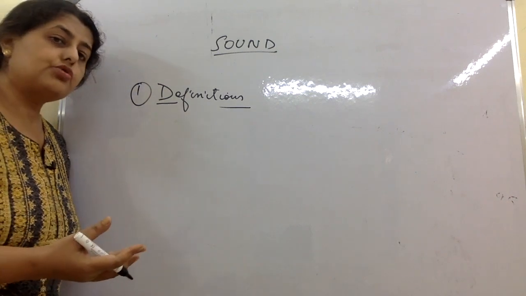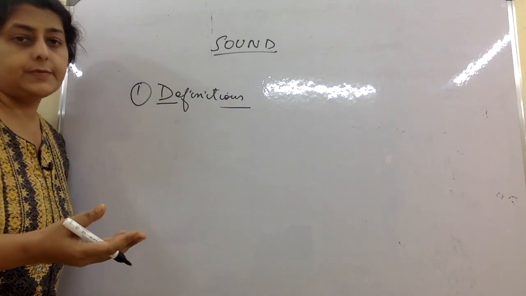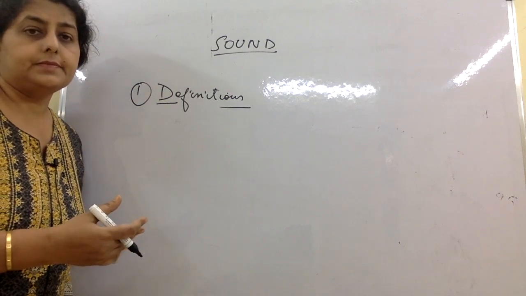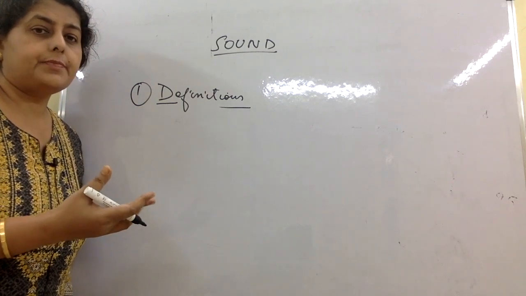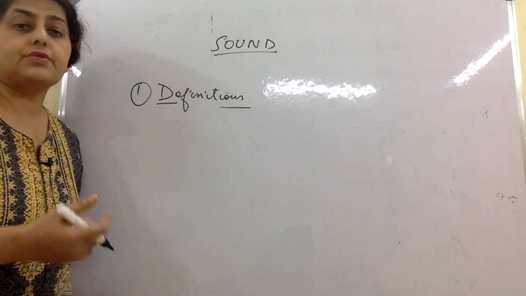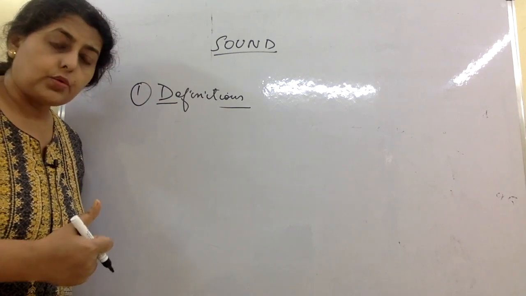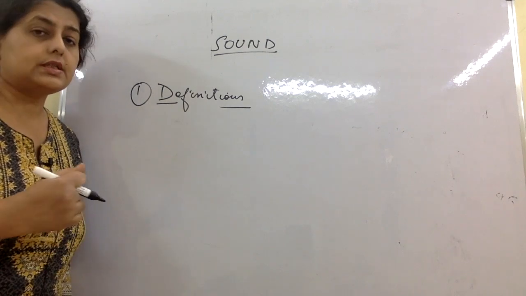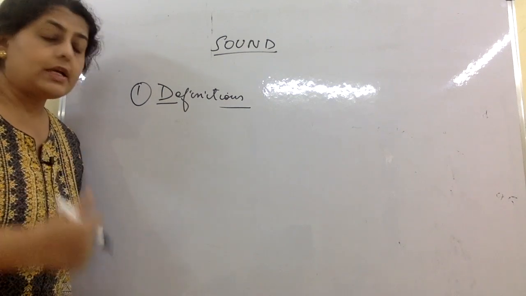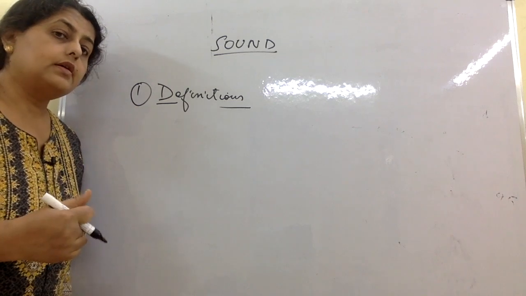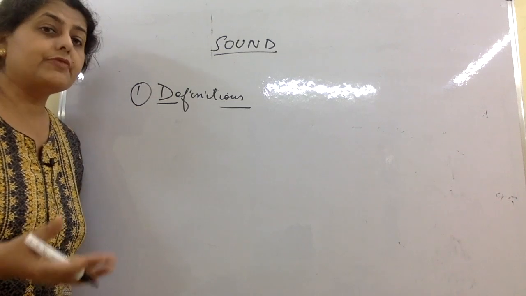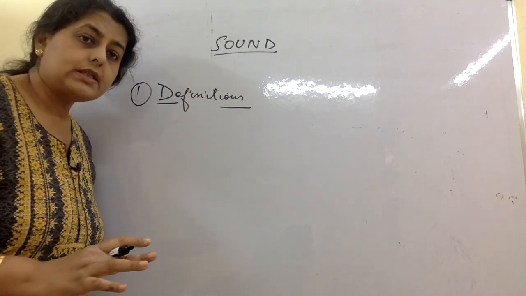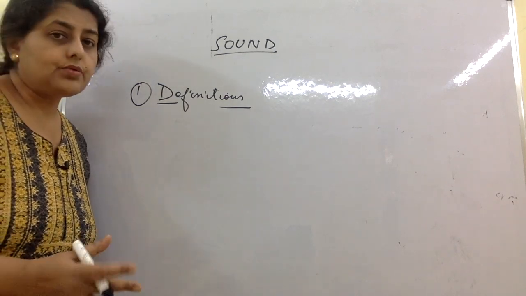There can be a whole lot of definitions in this chapter. It can be longitudinal waves, transverse waves, what is an echo, what is resonance, what are free vibrations, define resonance, define free vibrations, define forced vibrations, define reverberation, things like this. There can be a whole lot of things that you can be asked to define.